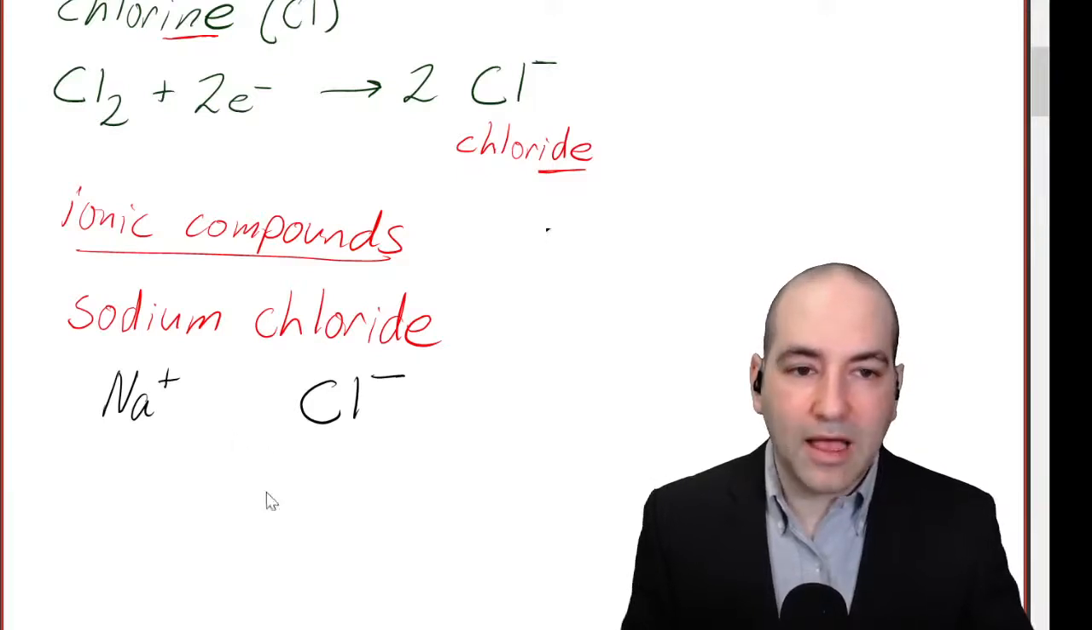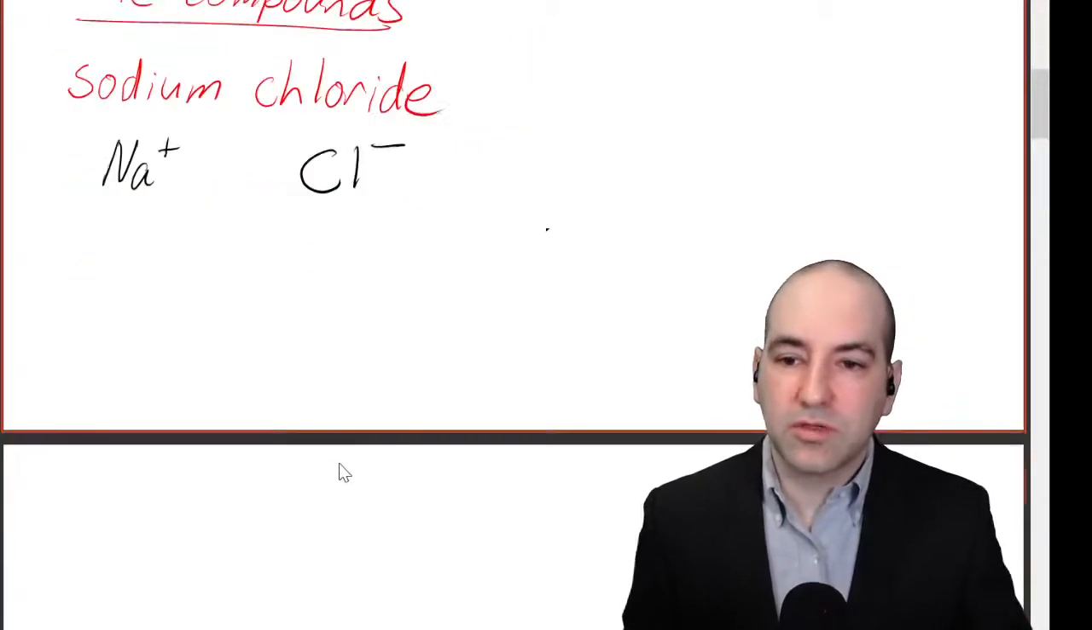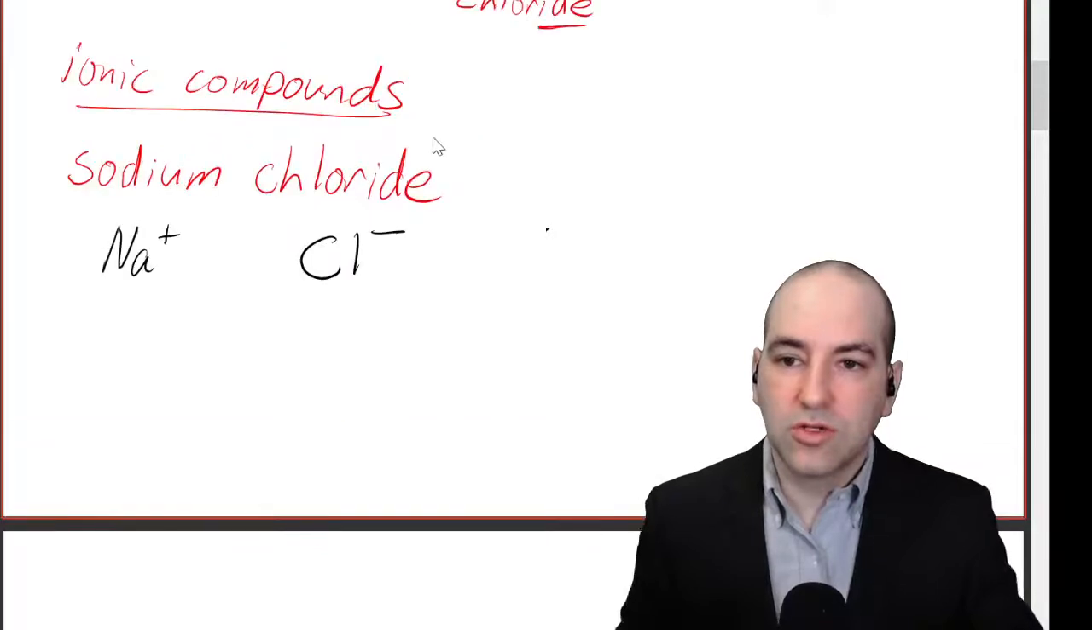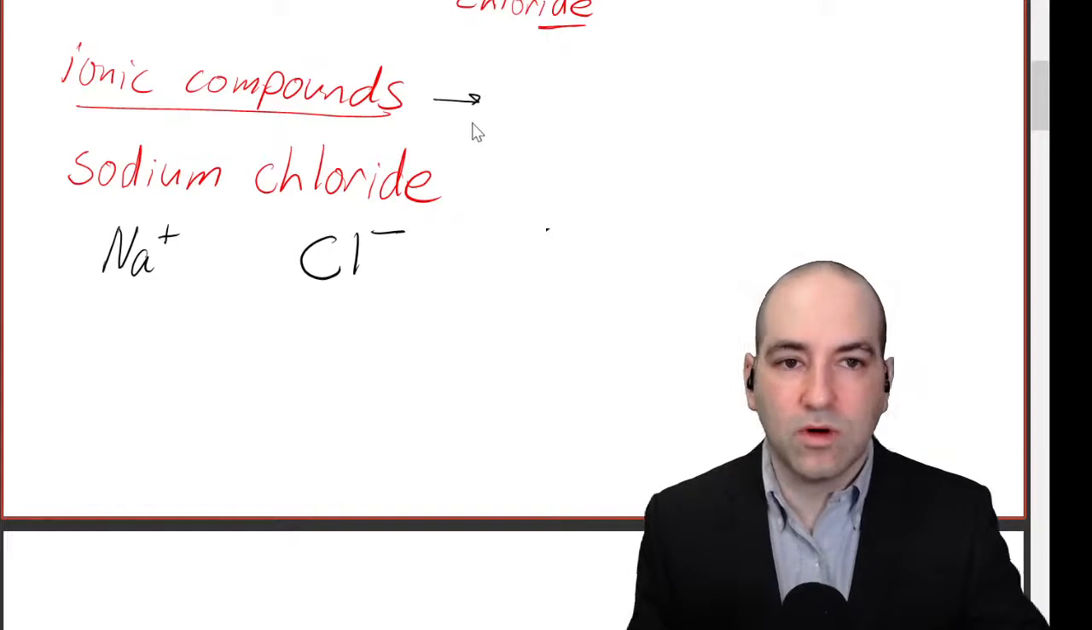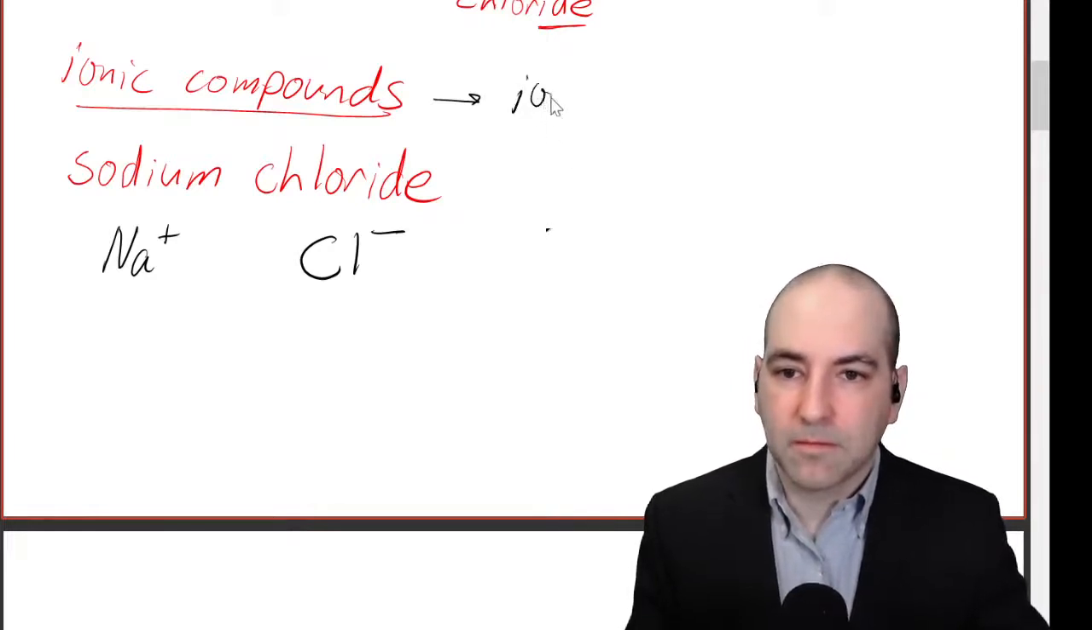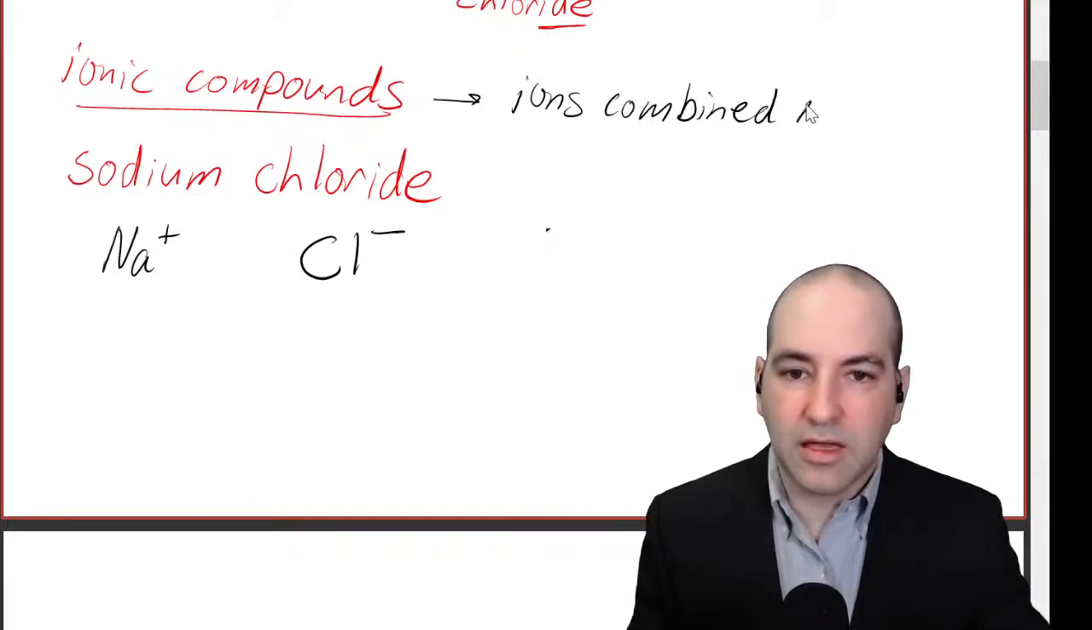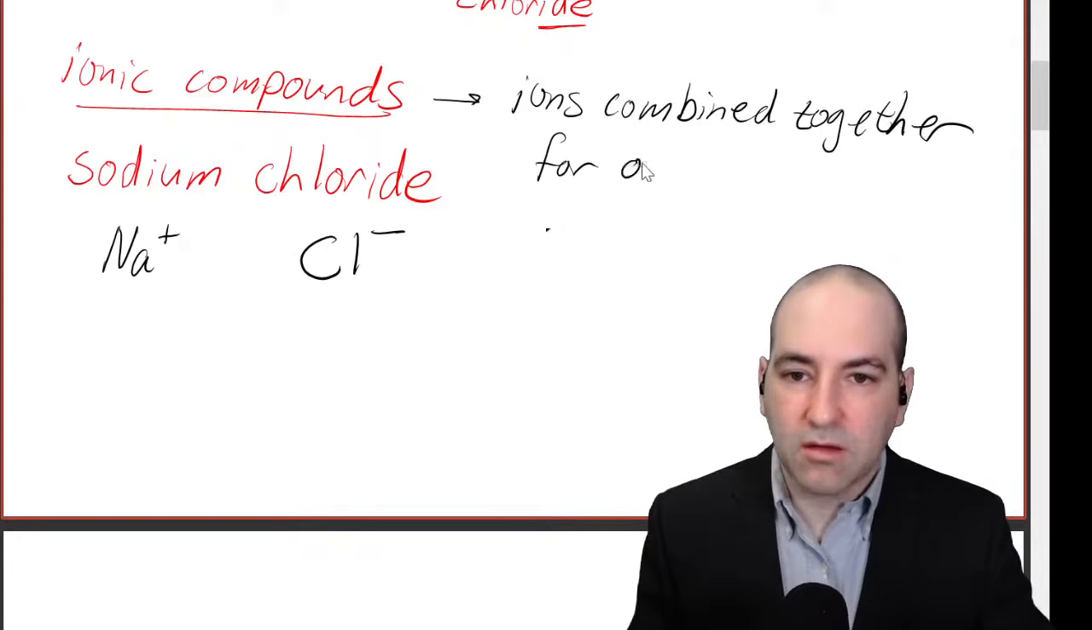And then when these combine, they combine always in a ratio so that the overall charge is neutral. Now, there's some exceptions to that, but for this class, we can use that as a rule. So we'll just say that an ionic compound is ions combined together to make an overall neutral charge.